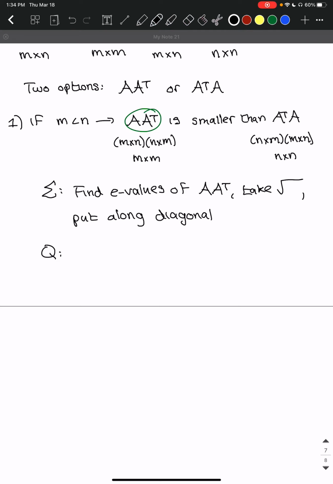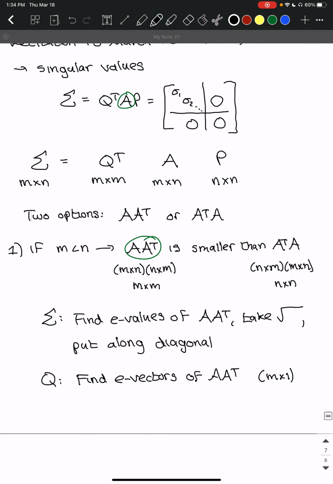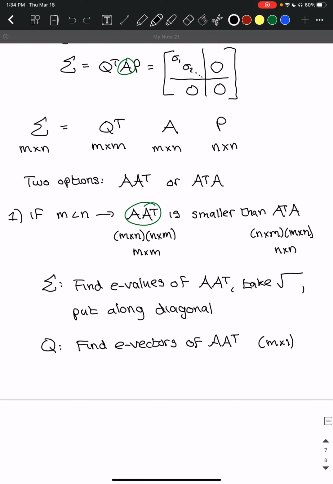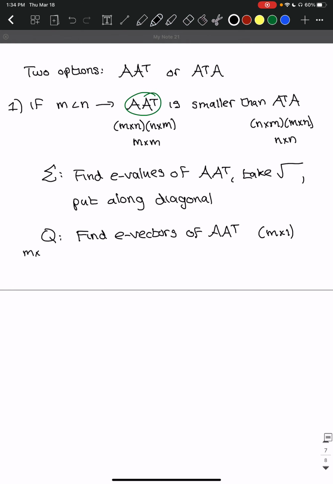Okay, so to find Q, we're going to find the eigenvectors of A A transpose. And you might be wondering, why are we filling Q with the eigenvectors? Why not P? Well, let's look at the dimension. A A transpose, which is the one we're working with, is an M by M matrix. So its eigenvectors are going to be M by 1, right? I can't put an M by 1 vector as a column in an N by N matrix P. I need to put it in Q because Q is the right dimension. So Q again is an M by M matrix, so it can fit my eigenvectors.